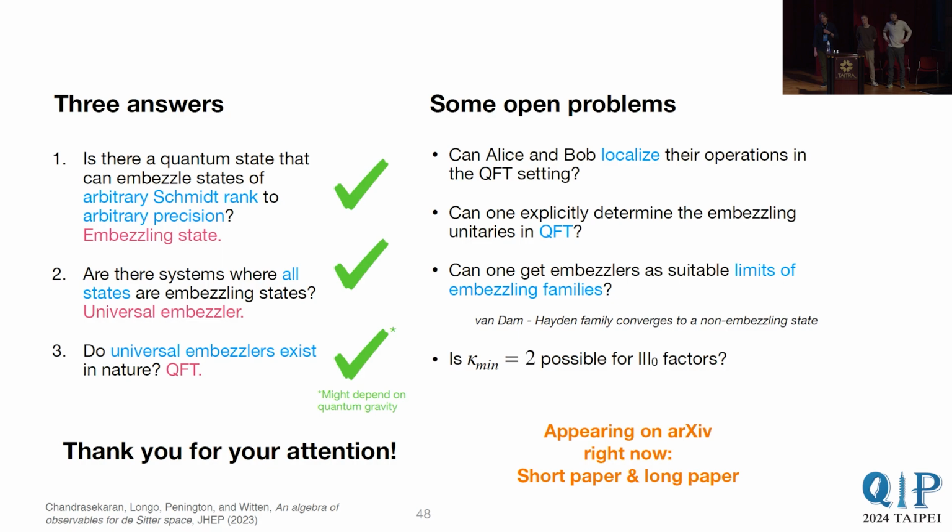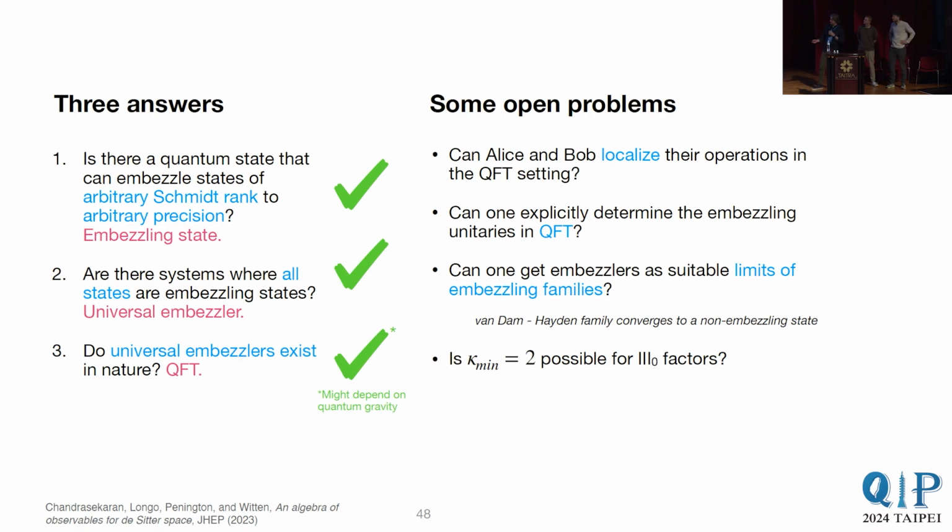I don't believe from what you say it's possible to embezzle one of these embezzling states. Can you tell me, is that true, and why doesn't it become possible? Well, actually, in certain settings that is possible, because you can take spin chains.